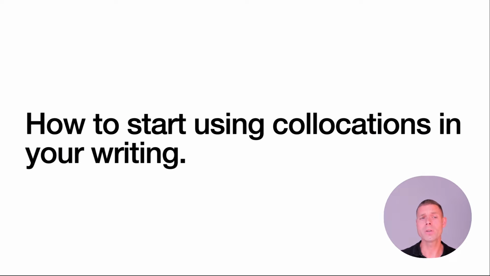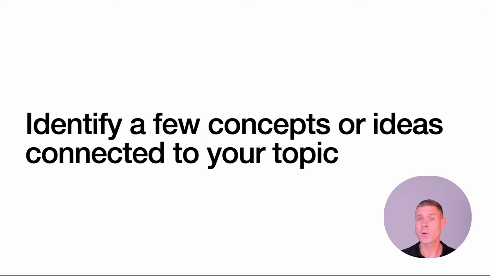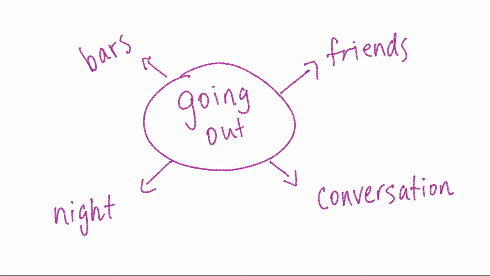Now, how to start using collocations in your writing? Quite simple. Identify a few concepts or ideas connected to your topic. So here, I've identified the topic. Let's say I'm going to write an article about hanging out with friends, going out with friends, socializing. So I've just brainstormed a few key concepts connected to the idea of going out. So friends, bars, night, conversation are some concepts that I thought of.